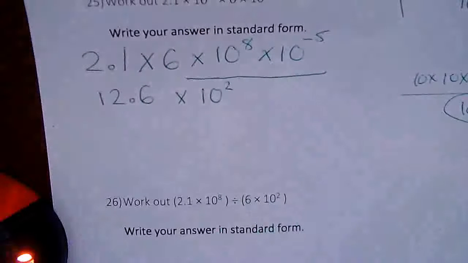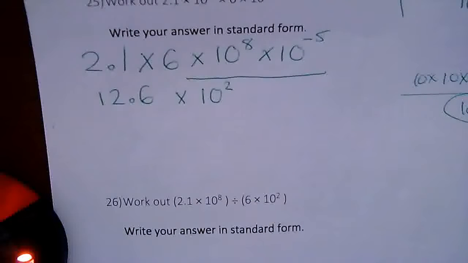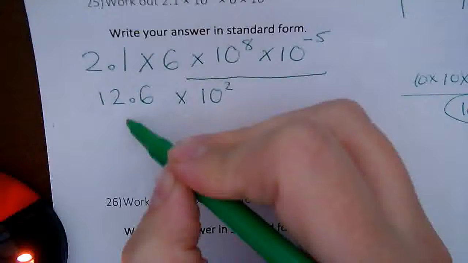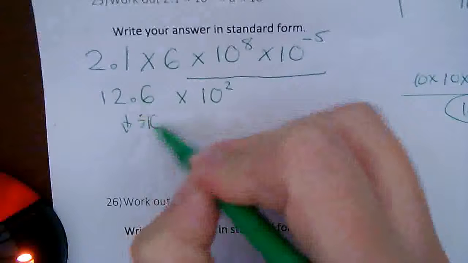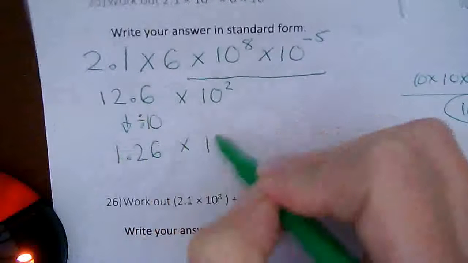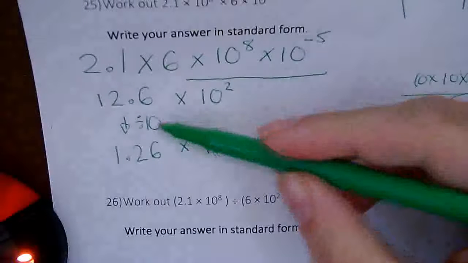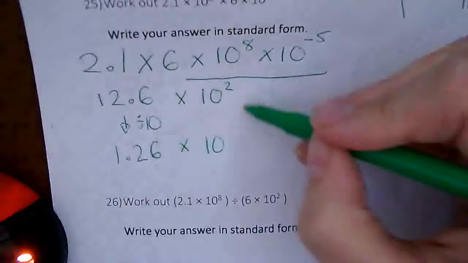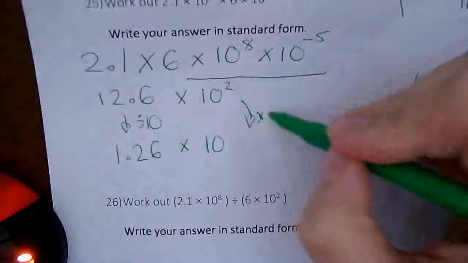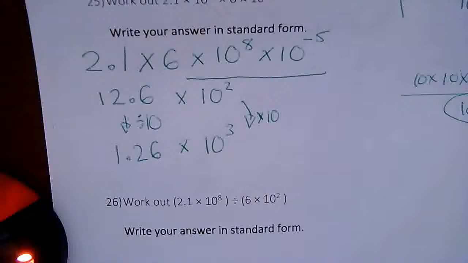Now the question said to give your answer in standard form, so that is not the final answer. Standard form has to be a number between 1 and 10, and that is not a number between 1 and 10. So if I divide this by 10, that's going to make it 1.26 times 10. Now it can't still be squared because I've just made the first part 10 times smaller, so I then need to times that by an extra power of 10 to keep it in proportion, so that will become 10 cubed. And that's your final answer.